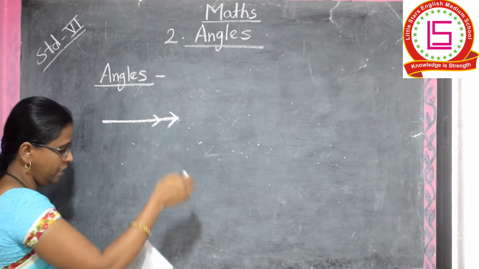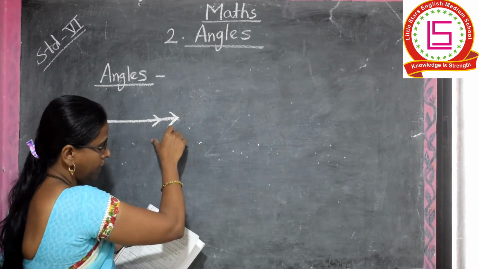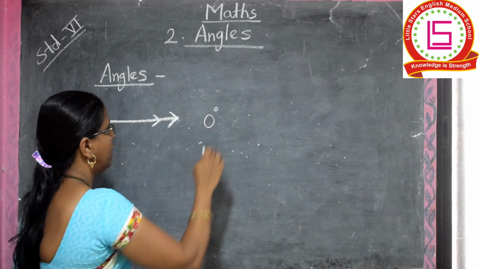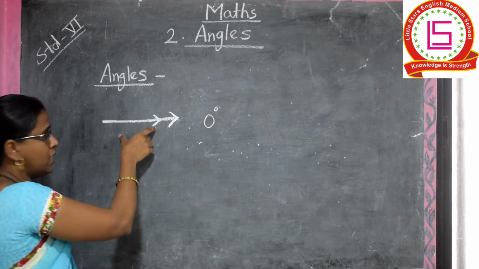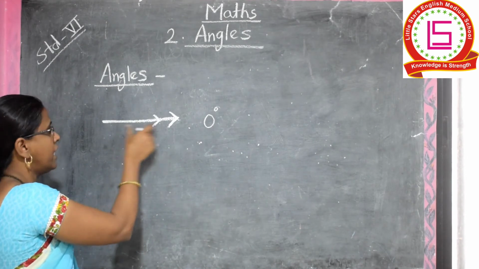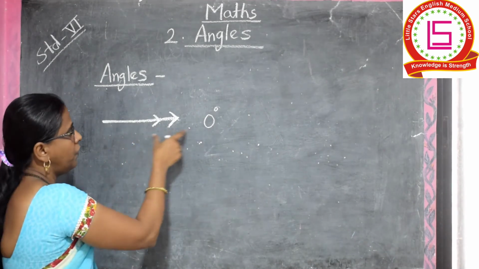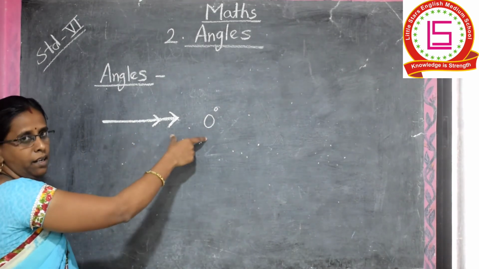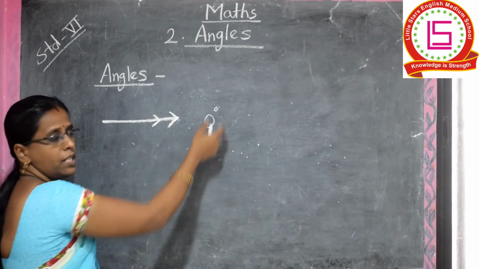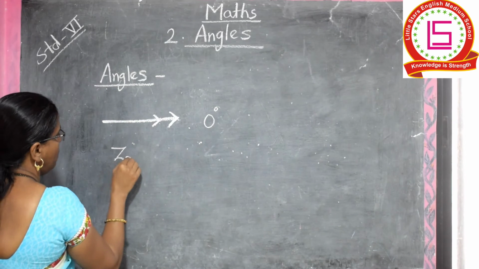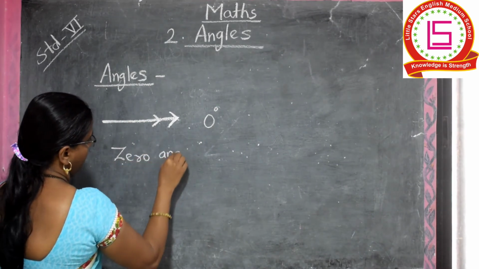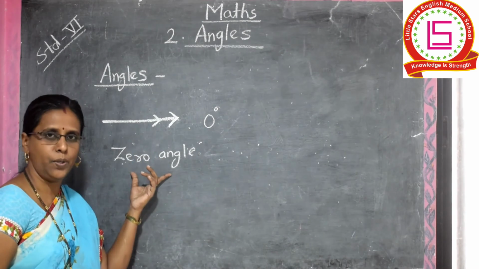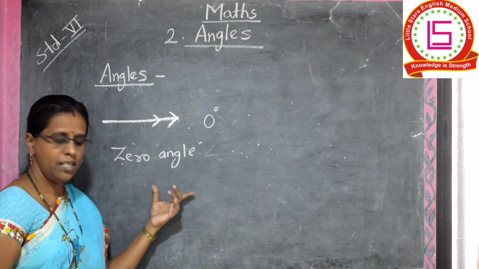Okay. In this position the angle is 0 degree, because the angle arms do not change their position. At the starting point, the two arms are together. Therefore, the measure of this angle is 0. So this angle is called a zero angle, and the measure of this angle is 0 degree. Okay, this is your first angle, the 0 degree angle.